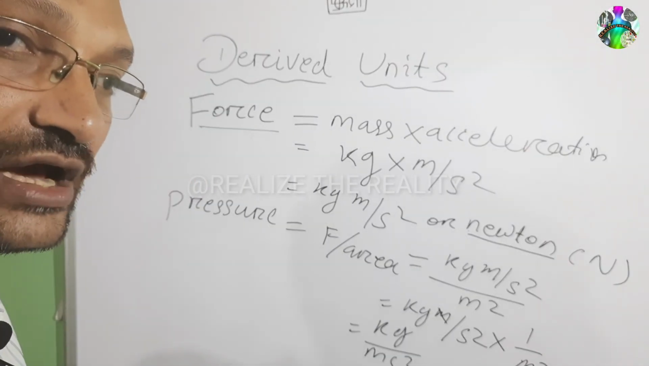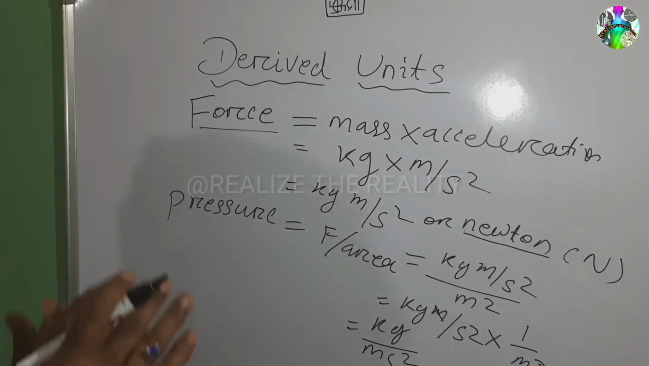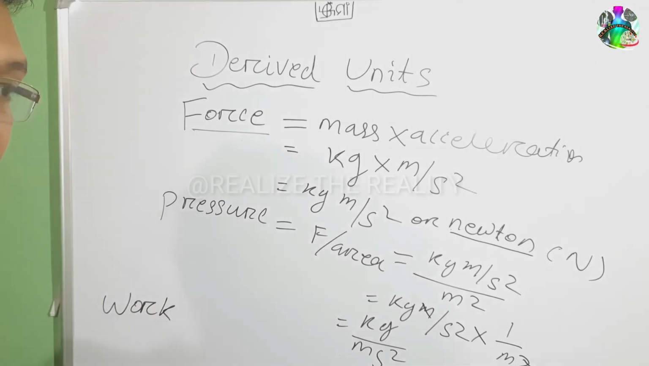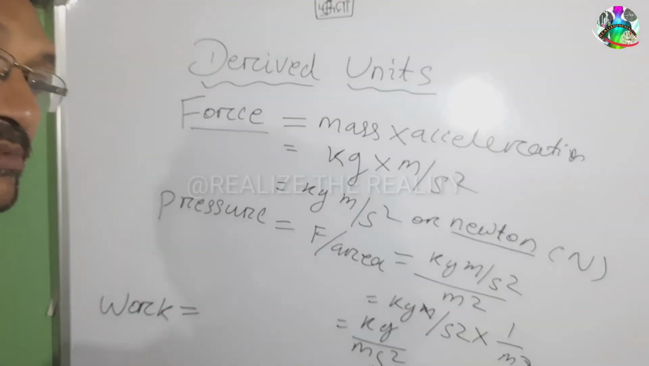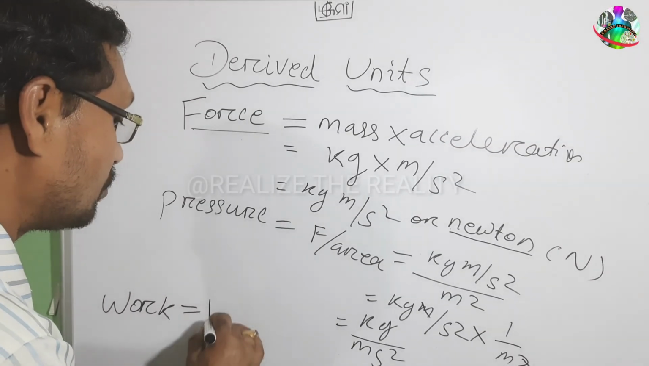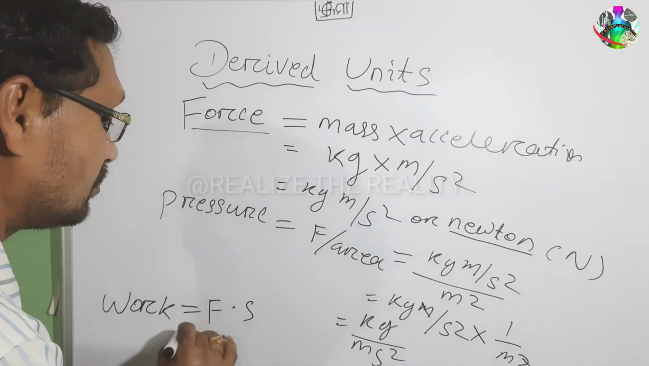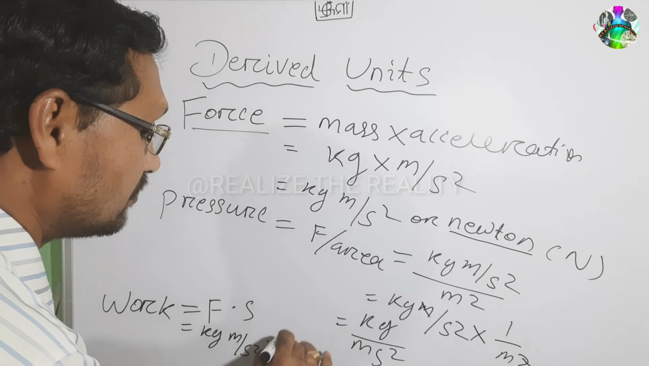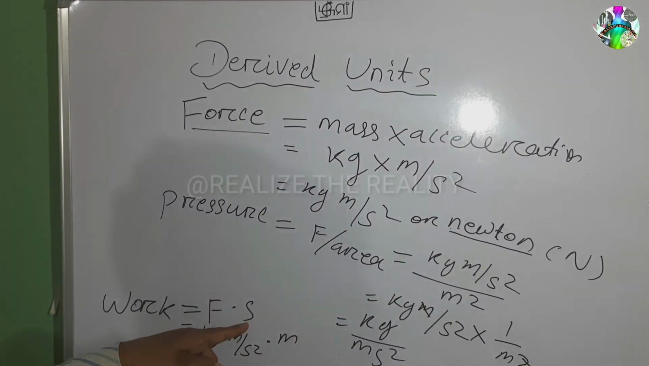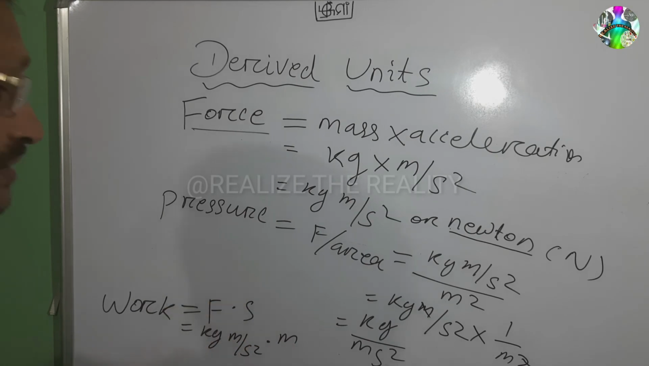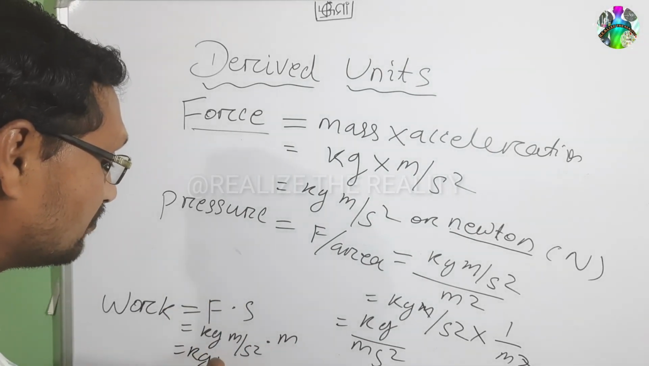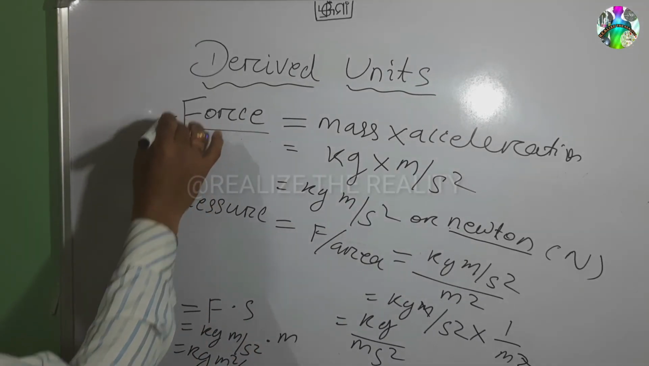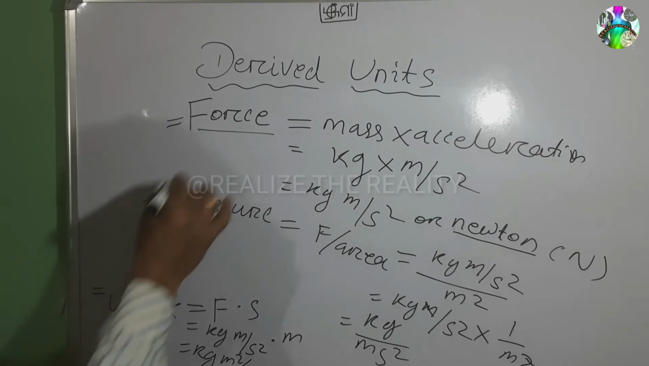One more example you can take, children, now. Suppose I take here work. Work is also a physical quantity, that is a derived unit. How it is a derived unit and derived with the help of fundamental units, you will see now. Work equals force into displacement. Force is kg meter per second square, into meter, because S stands for distance or displacement, and the SI unit of distance or displacement is meter. So we can write here kg meter square per second square. So these are the different derived units we derived with the help of fundamental units.